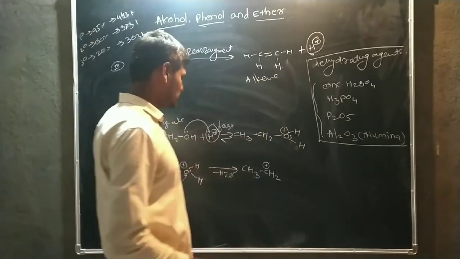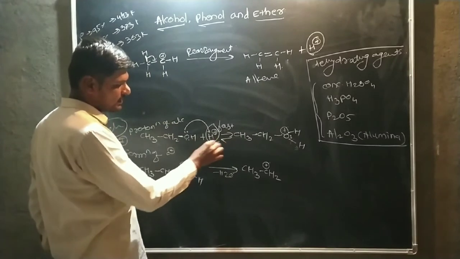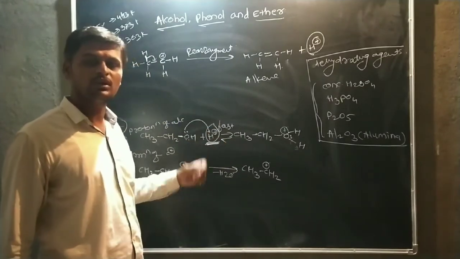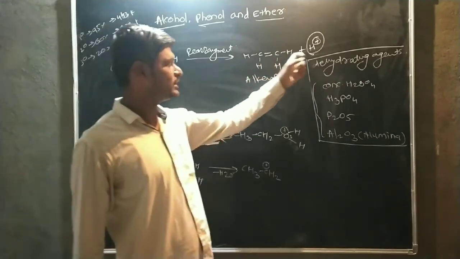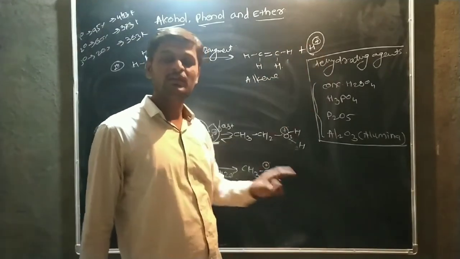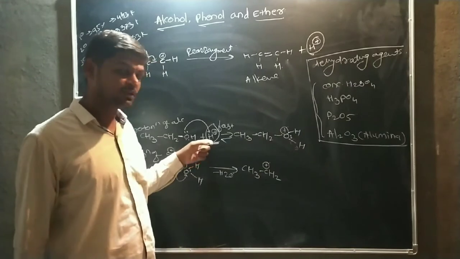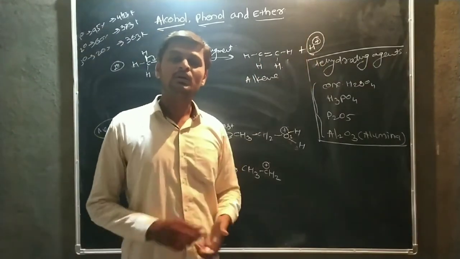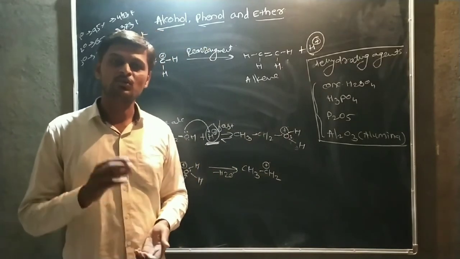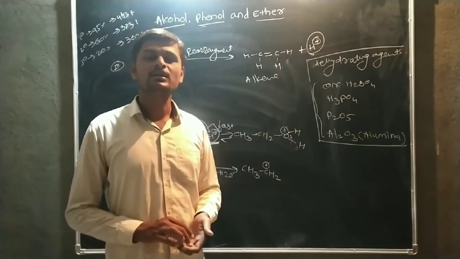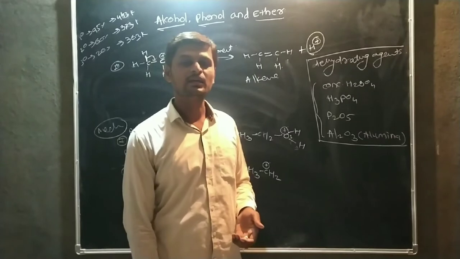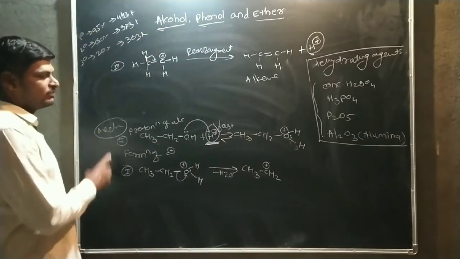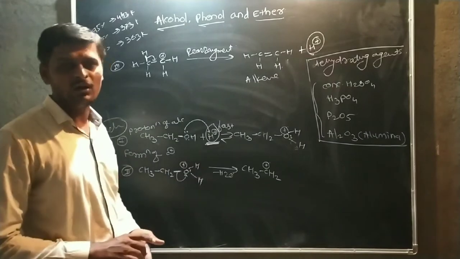In this reaction, the H plus ion is involved in the first step, and after formation of the alkene, an H plus ion is also generated. That means the H plus ion remains as it is at the end. So the concentrated H2SO4 acts as a catalyst as well as a dehydrating agent. Okay guys, this is the mechanism of the dehydration of alcohol.